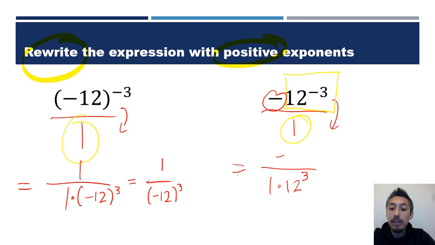But a negative what? Well, same as before, there's an invisible 1 up here. So it's a negative 1 in the numerator. And when we simplify this out, this is going to equal negative 1 over 12 to the power of 3. We just rewrote our answer with positive exponents. That negative 3 is now a positive 3.